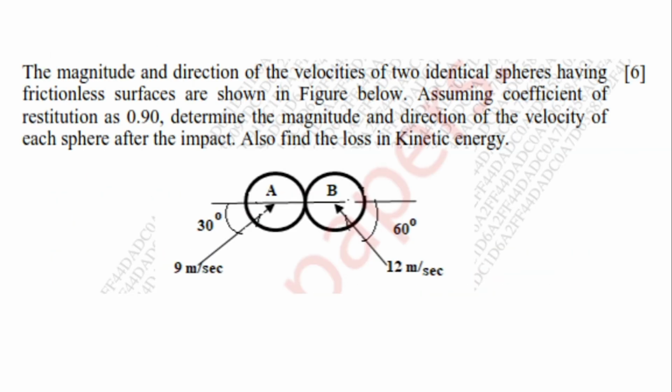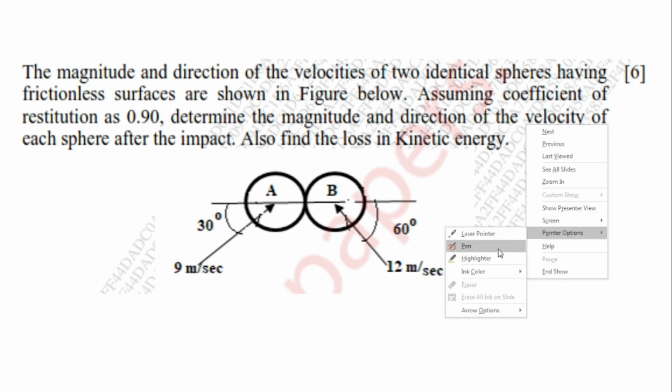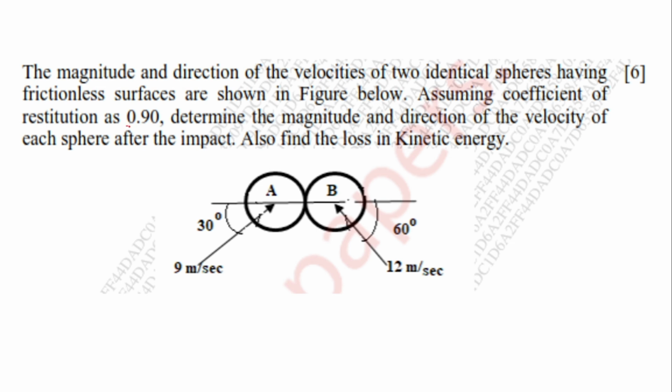Now we'll see one problem based on impulse and momentum. The magnitude and direction of the velocities of two identical spheres having frictionless surfaces are shown in the figure below. Assuming the coefficient of restitution as 0.90, so just mark this one. Also mark two identical spheres, so they are identical in terms of mass, same mass. Determine the magnitude and the direction of the velocities of each sphere after the impact. Also find the loss in the kinetic energy.